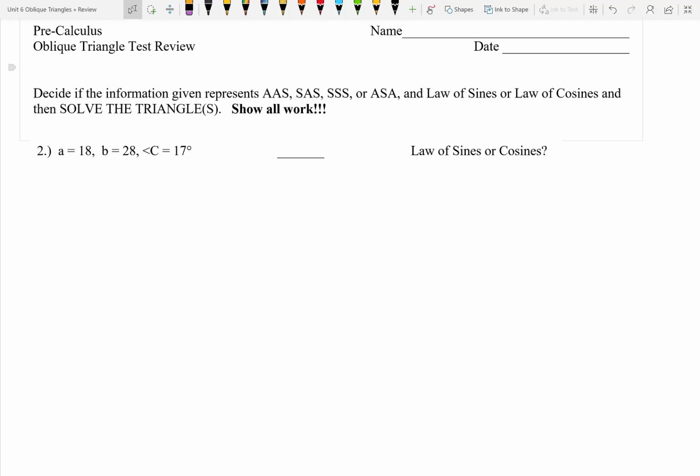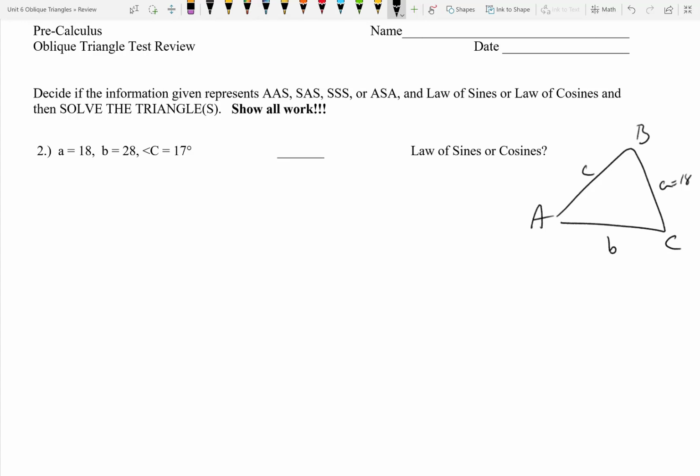Problem number 2, if we draw the triangle, label what we know. There's side A, side B, side C. We know side A has a length of 18, side B has a length of 28, and we're also given angle C, which has a measure of 17 degrees.